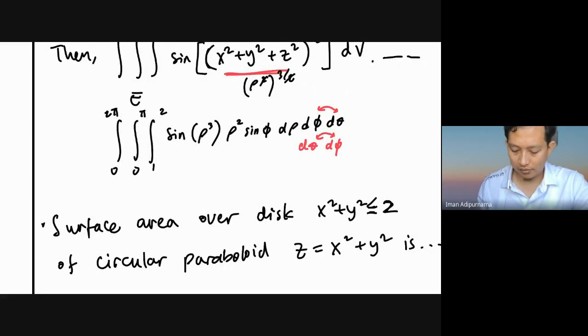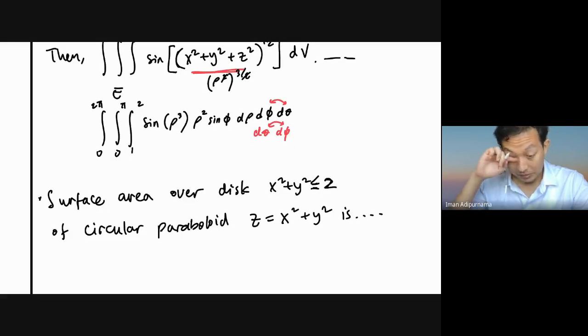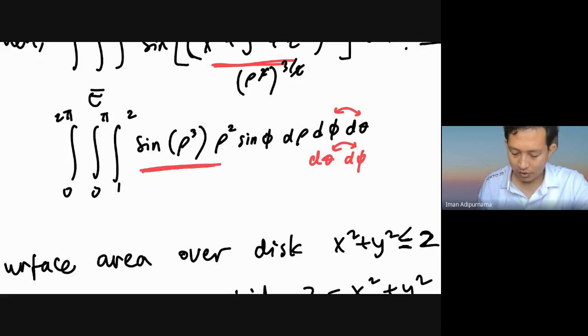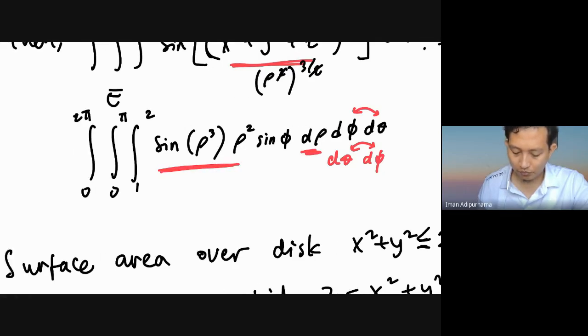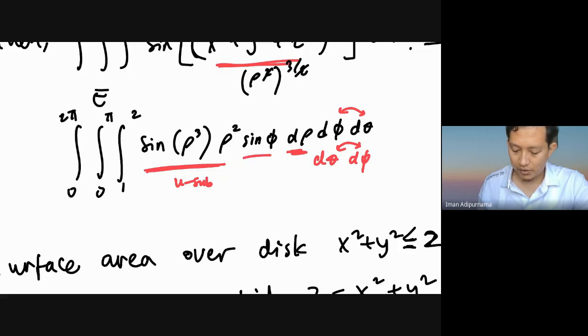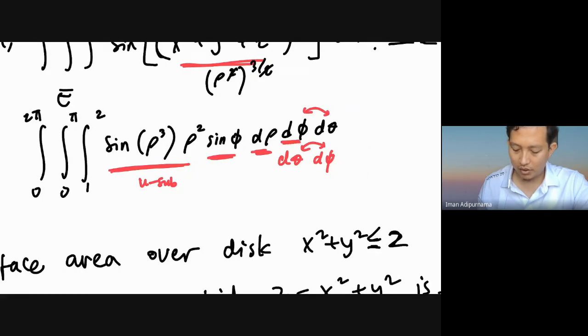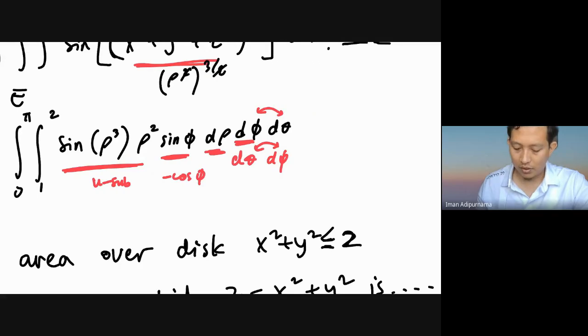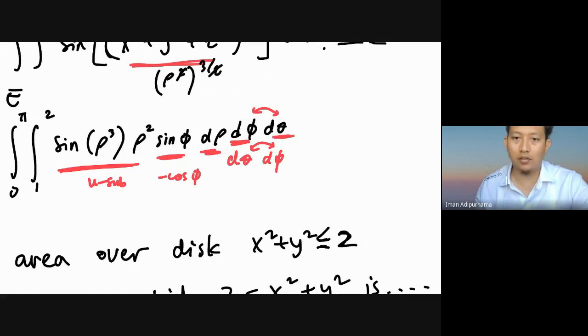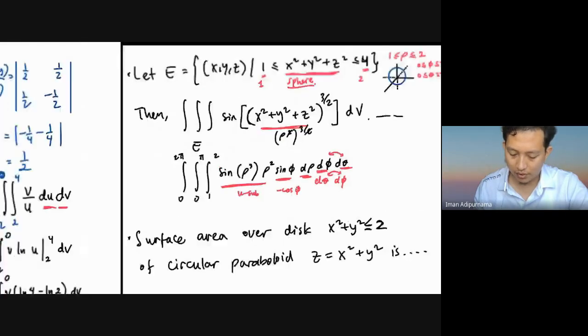And I believe you can take this easily, because the first one, for rho, you can take using u-sub, right? And then later sine psi, you integrate and it becomes a negative cos, right? And then the last one is just adding 2 pi. I think it's not too difficult to get these solutions.